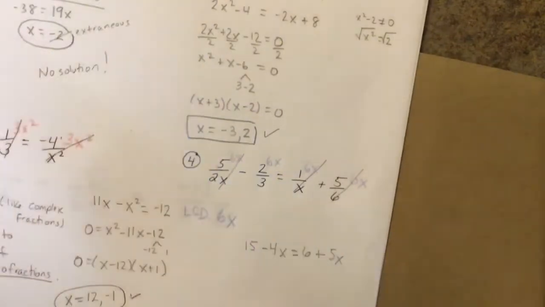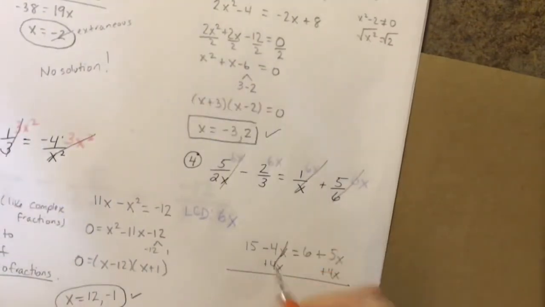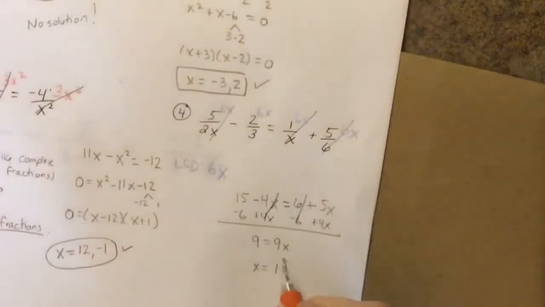I don't set it equal to 0. I'm going to get my x on one side. Maybe I'll put it on the right-hand side. Add 4x and minus 6. 9 equals 9x. X is 1.